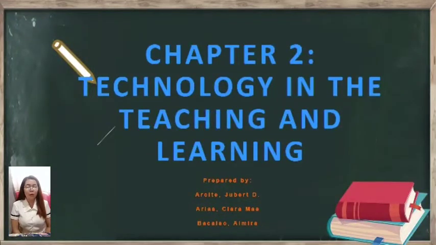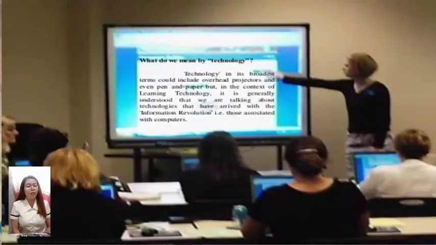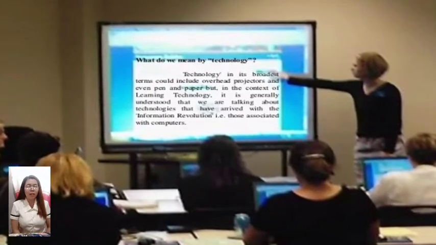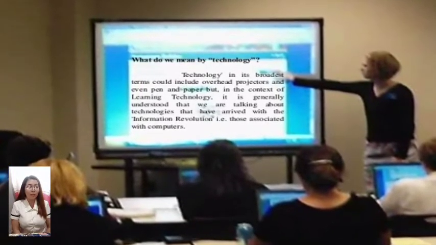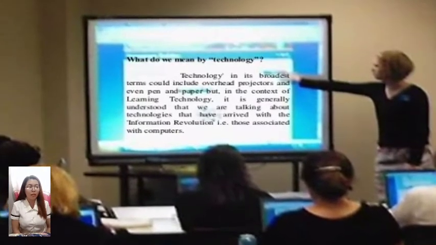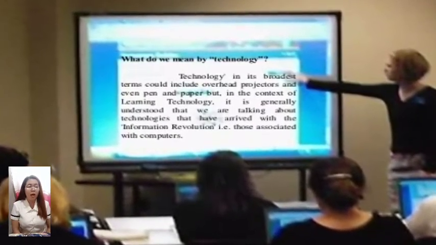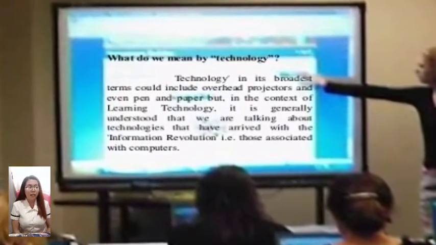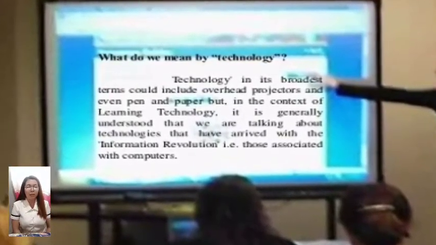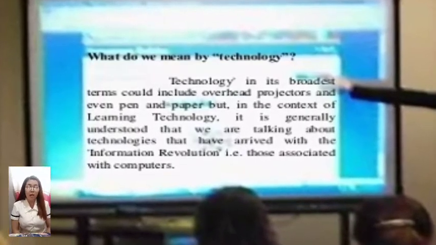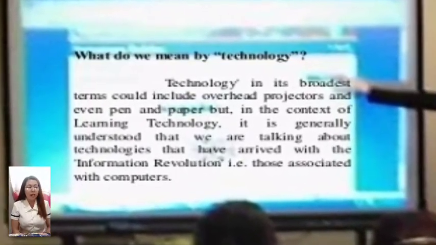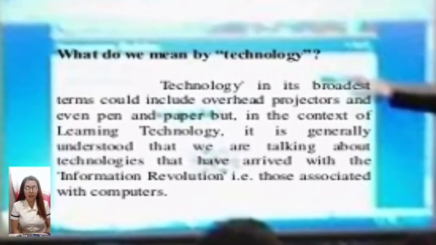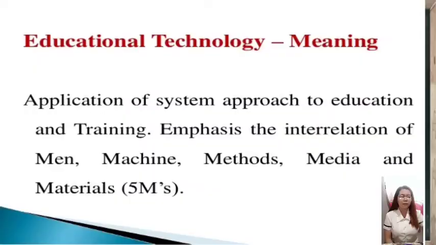In this chapter, we will be discussing technology in teaching and learning. So what do we mean by technology? Technology in its broadest terms could include overhead projectors and even pen and paper. But in the context of learning technology, it is generally understood that we are talking about technologies that have arrived with the information revolution. Examples are those associated with computers.